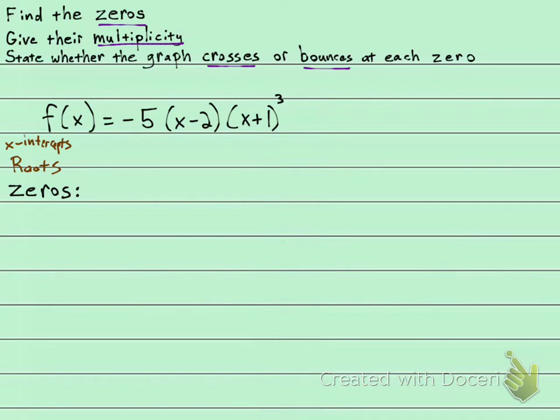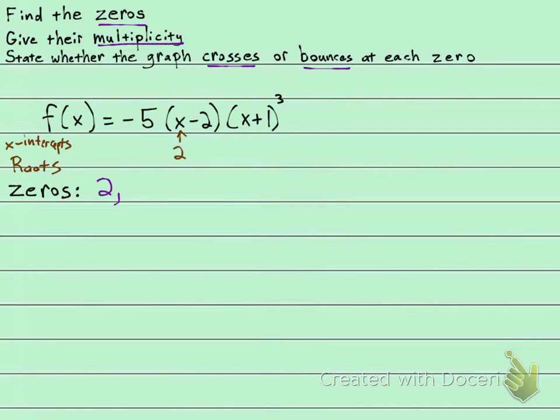So what you're trying to find out is what number I would plug in for x to get a 0 for this whole thing. So at this factor, x minus 2, what would I plug in for the x to get a 0 right here? The answer is 2. If I plugged in a 2, 2 minus 2 is 0, and then anything times 0 is 0. So one of my zeros, or one of my roots, is 2.